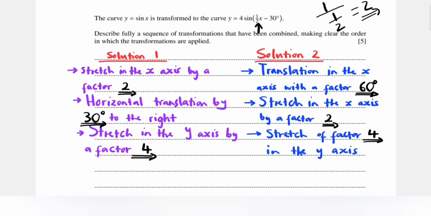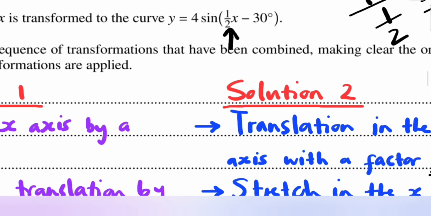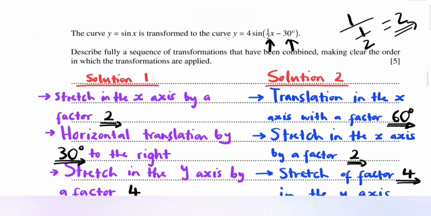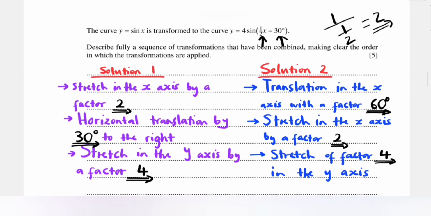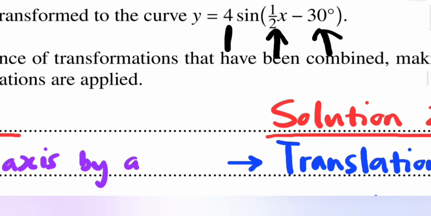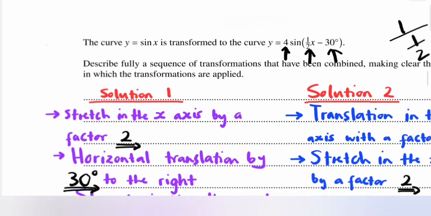Then for the second part, it says the horizontal translation by 30 degrees to the right, coming from this part, it's minus 30 degrees. For transformations in the x-axis, if there is a minus, we know we're moving to the right, and if it's a plus, we know we're moving to the left. So that's why solution 1 is saying horizontal translation by 30 degrees to the right. Then lastly, stretch in the y-axis by a factor of 4. We're getting it from this right here.